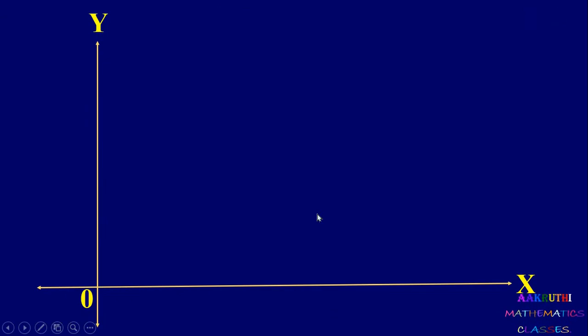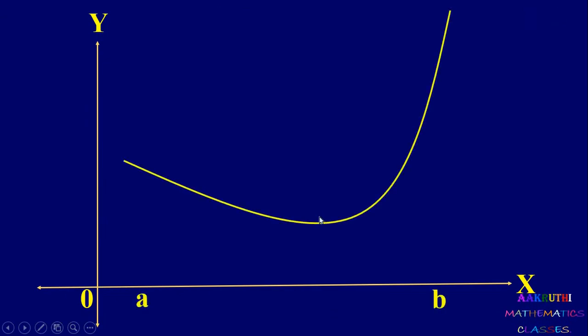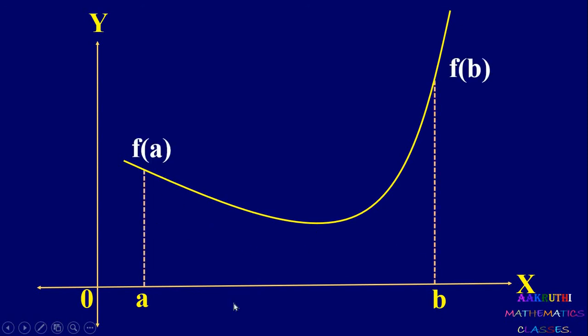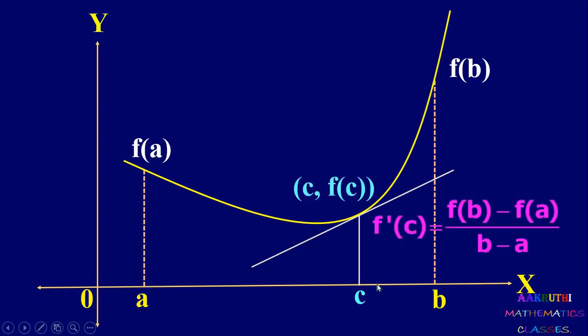Now we see the diagrammatic representation of this theorem. Consider a function which is continuous in closed interval ab and differentiable in open interval ab. Now here we have f of a and f of b. When x equals a, we get y equals f of a. When x equals b, we get y equals f of b. Now here we can find one value of c in between a and b such that f dash c equals f of b minus f of a divided by b minus a. So that is f dash c equals f of b minus f of a divided by b minus a.